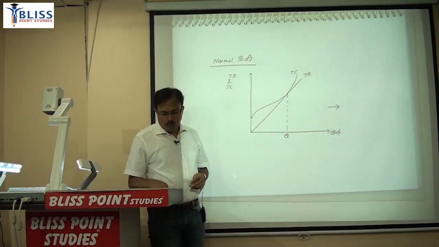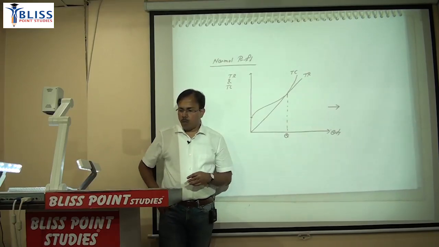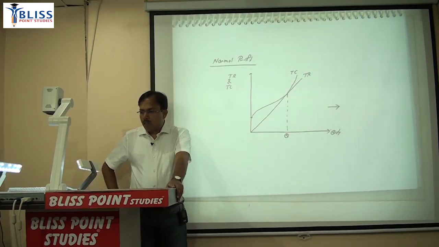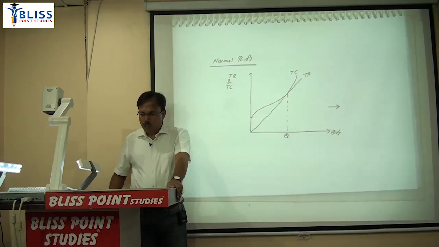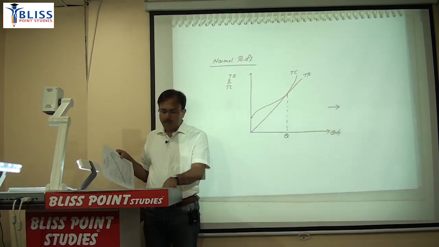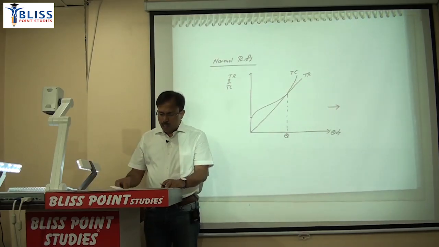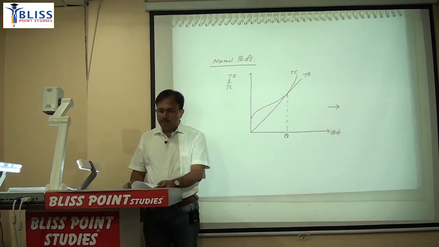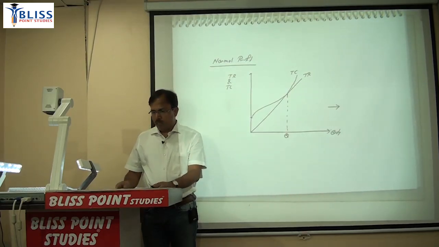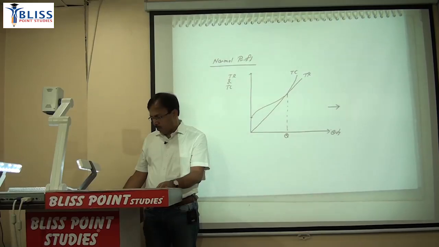If total cost is just equal to total revenue, then there will be only normal profit for firm.